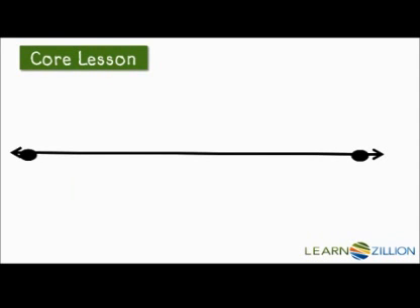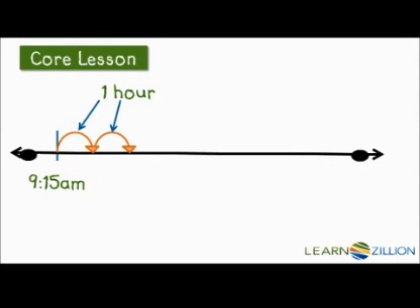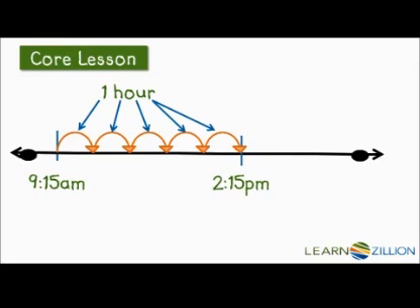We're going to draw a hash at 9:15, the start time, and we're going to take hour hops to 10:15, 11:15, 12:15, 1:15, and 2:15. We can't take another hour hop to 3:15. That will be past the time that she got picked up. So we're going to take 5 1-hour hops to get to 2:15.